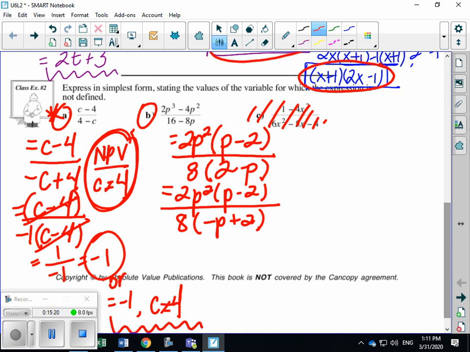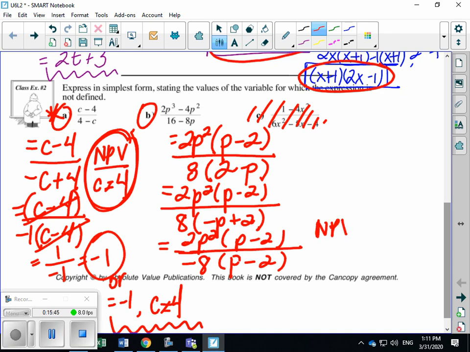Okay, well, how do I make this the same as p minus 2? Now I have to factor out the negative 1. So we're going to have 2p squared times p minus 2, all divided by, when you take that negative 1 out, it can go in front of the 8. So this is like negative 8 times, this will become p minus 2. Okay, now that things are factored, now I can state my NPV. So what's my NPV? Well, p cannot be equal to 2.